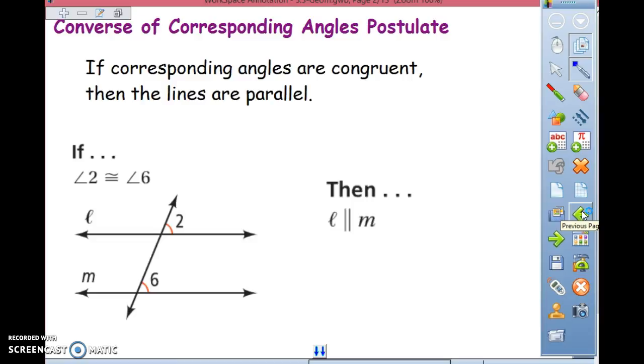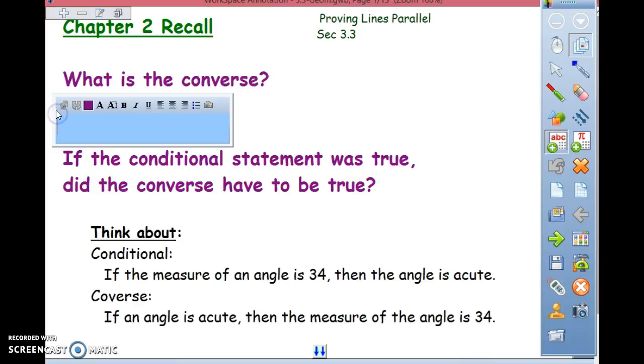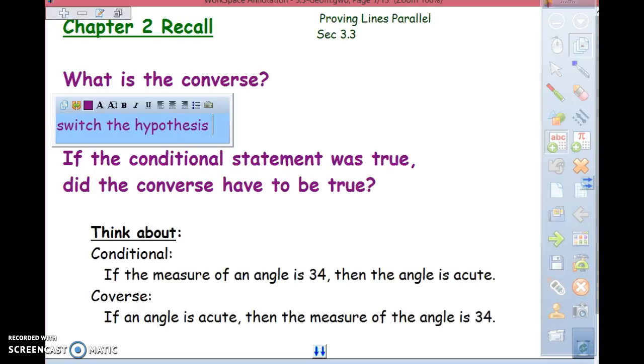Today we're going to be working on lesson 3.3. Before we get started, let's recall what happened in chapter 2. What is the converse? The converse meant to switch the hypothesis and conclusion.